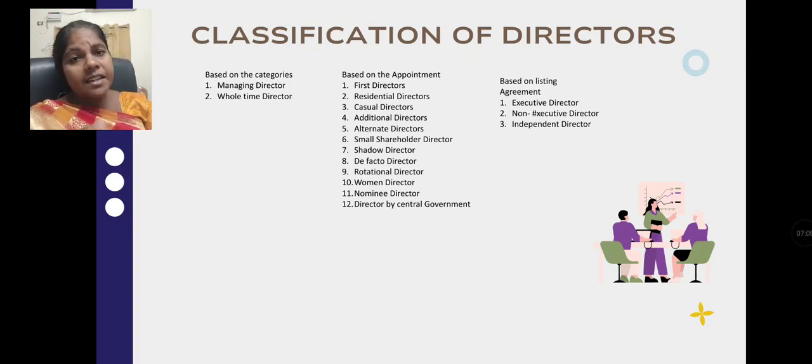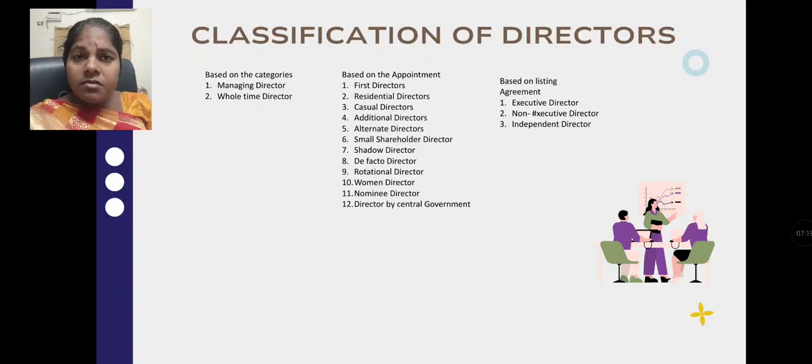Next is the women director. As we have seen already, it is mandatory for certain companies to have a women director, and the criteria is that the paid up share capital should be greater than 100 crore, and their turnover should be greater than 300 crore. Then it is mandatory to have a women director in the company.